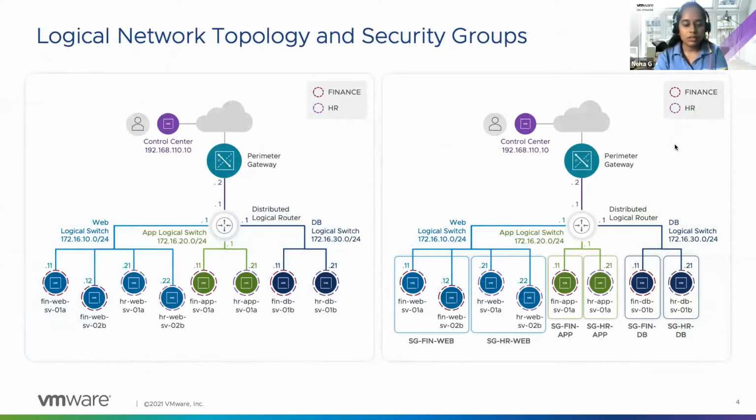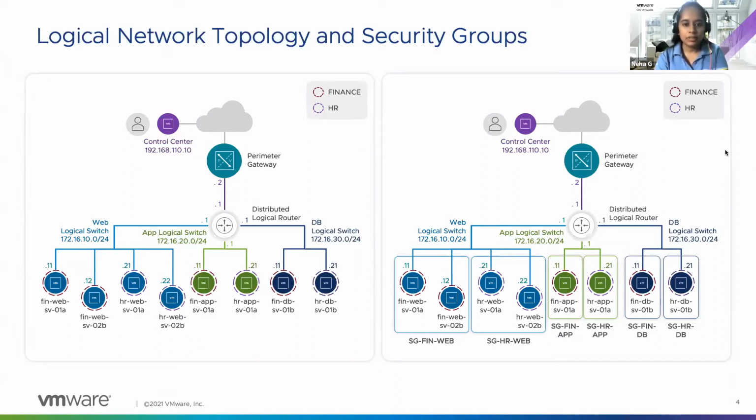Moving on to the logical network topology, let us take an example architecture where we have two departments, finance and HR, and each department has web, app, and DB VMs. The logical network topology has a perimeter gateway that leads to a distributed logical router, which in turn has three logical switches of web tier, app tier, and DB tier for the departments of finance and HR.